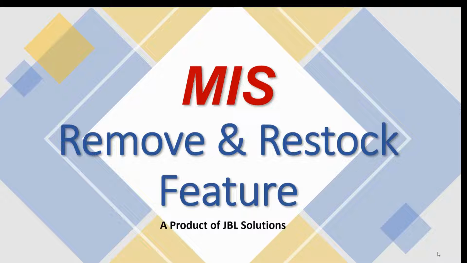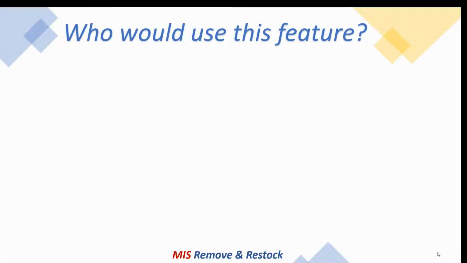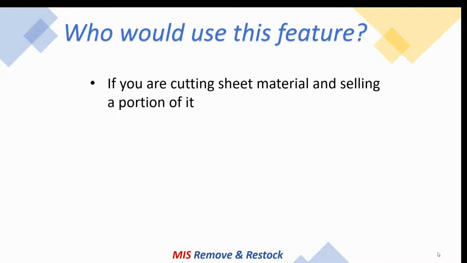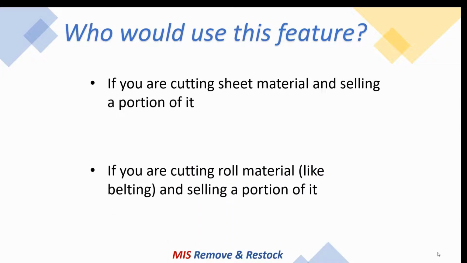In this short video, we are going to cover the Remove and Restock feature found in the MIS Assemble module. First, let's discuss who would use this feature. Typically, the company that would use this feature is buying in sheets or rolls of material and then selling a portion of the sheet or roll.